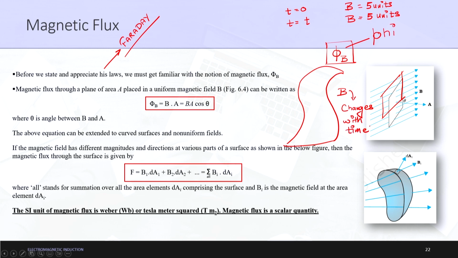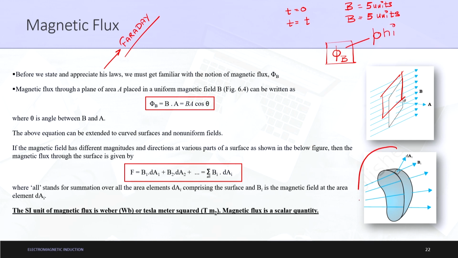Then by using the concept of integration, we can directly find the magnetic flux value. Moving on, if the magnetic field has different magnitudes and directions at various parts of a surface, as shown in the figure below, the same concept which I told you just now is applied.